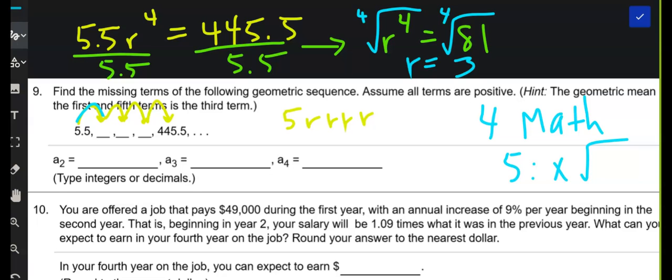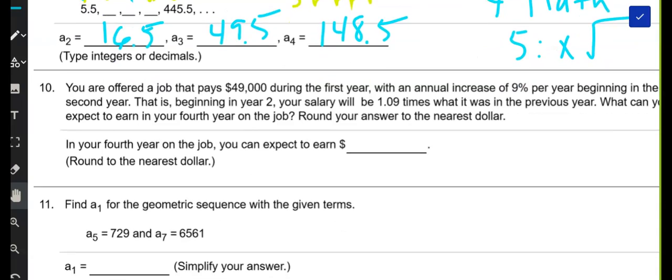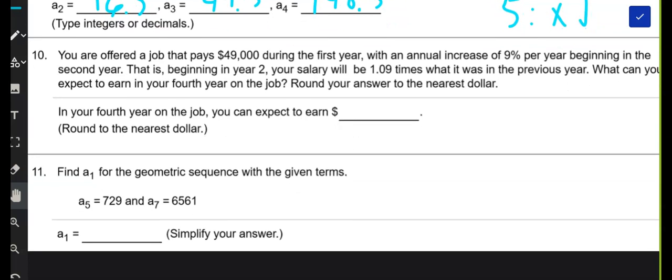So using that, we multiply by 3. We get what? 16.5. Okay. Then multiply again. What do you get? 49.5, and then multiply by 3 again. 148.5. Most of you were getting those values if you had the multiplier of 3. Okay. 2 more questions before lunch here.